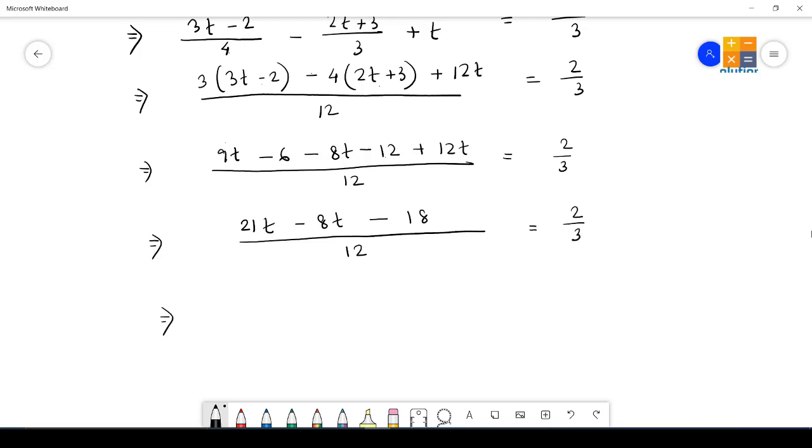So after that, what do I get? Again, one more quantity is left, 21t minus 8t. What result will come? Of course 13t. So it is 13t minus 18 by 12 is equal to 2 by 3. So after this, what do I get?